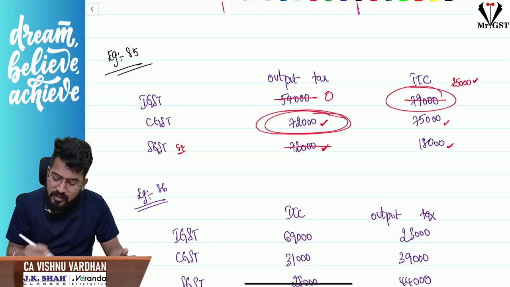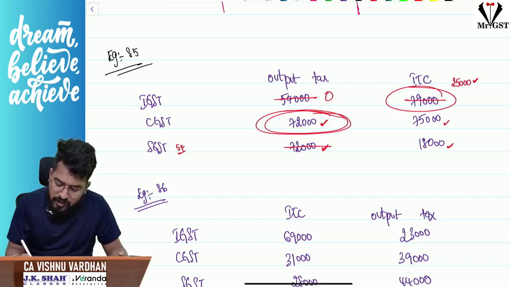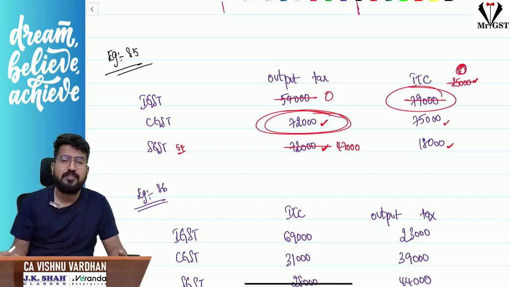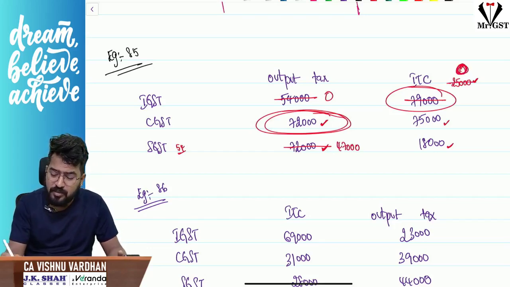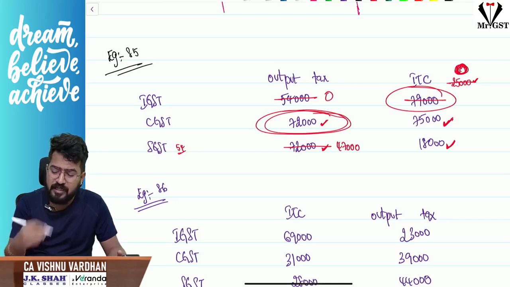So use that 25,000 for paying this 72,000. Fully you help. So here 47,000 payable will be still remaining. This became 0. Your first target achieved. See, till this became 0, I did not touch these people. I did not use these CGST, SGST ITC balances. So now IGST ITC balance became 0.